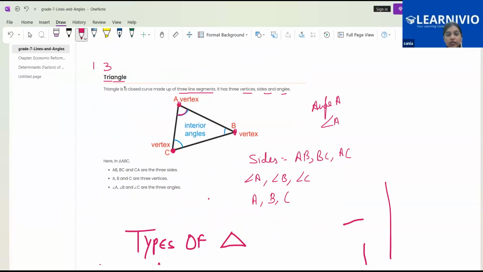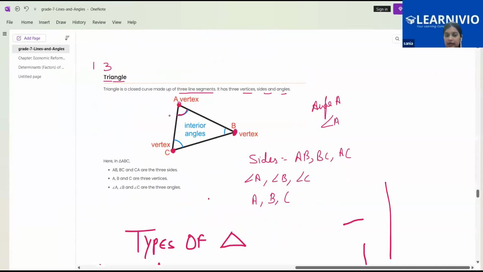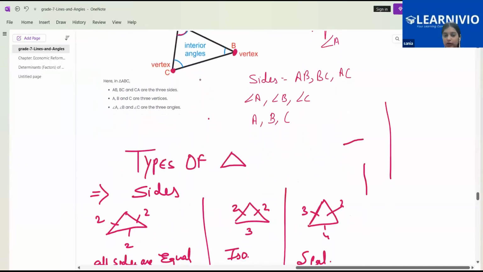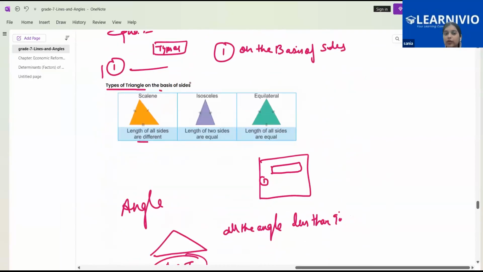Okay. So triangle. What is a triangle? A triangle is made up of 3 line segments and it has 3 vertices. Vertices are the corners. And the angles are angle A, angle B and angle C. Right. So this is how a triangle looks like. There are types of triangles on the basis of sides.